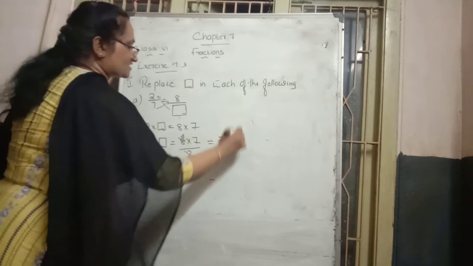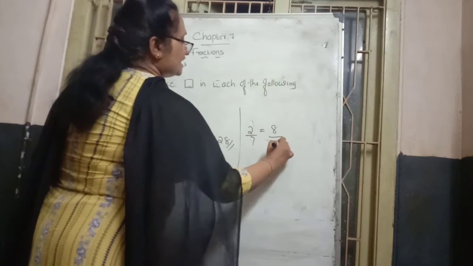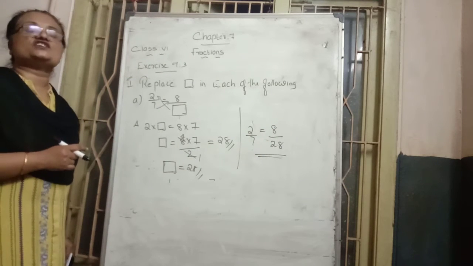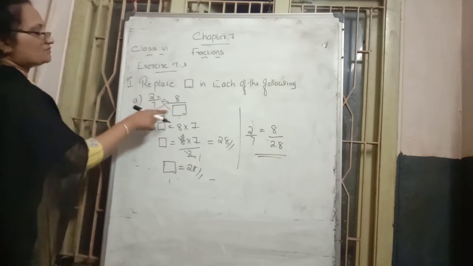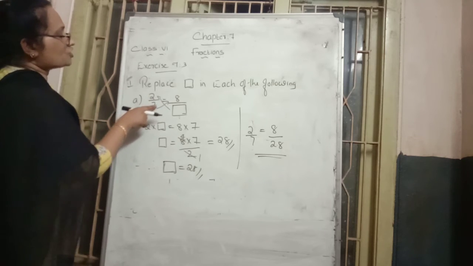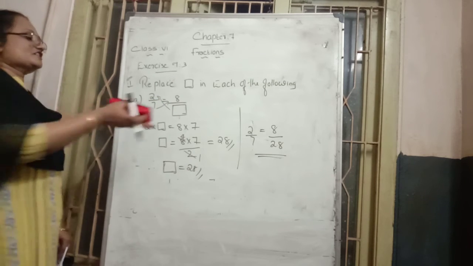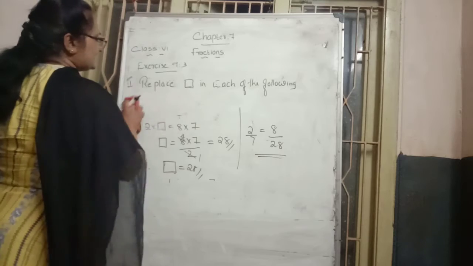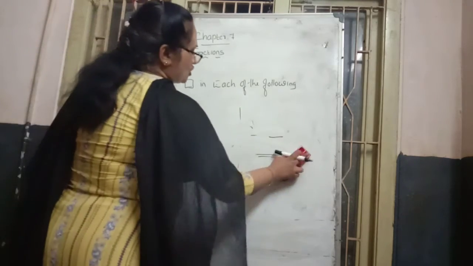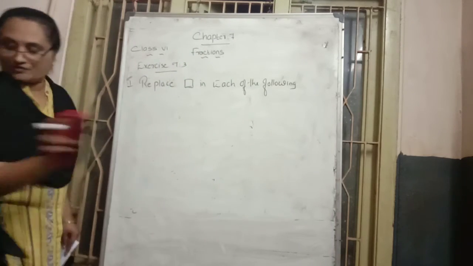That's why we can correctly write 2 by 7 is equal to 8 by 28. The box value we got is 28. How do we get it? The box is cross multiplied with the left side numerator, and the left side denominator is cross multiplied with the right side numerator. Multiply and we get the box value. Then one more question, the B question, the same type of question, where we find the blank or box number.